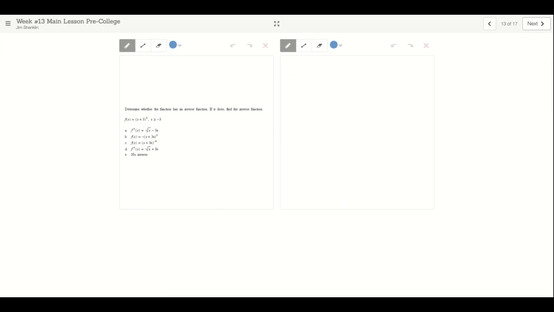This one says determine whether the function has an inverse function. If it does, find the inverse function. Well, arithmetically you can always find an inverse function, but in order for something to be an inverse function, the horizontal line test has to work. So in a problem like this, you want to graph the thing out at the end just to see if the inverse is a function.